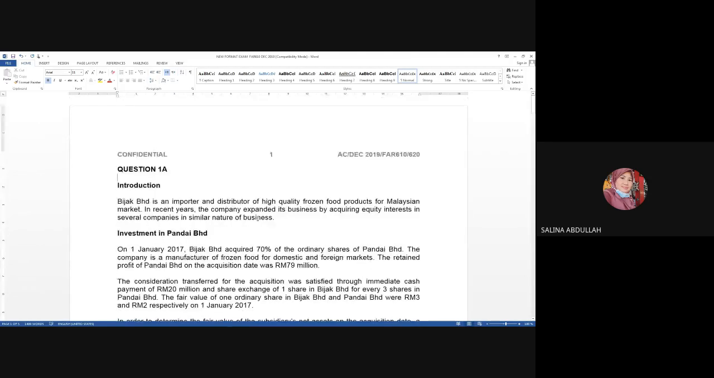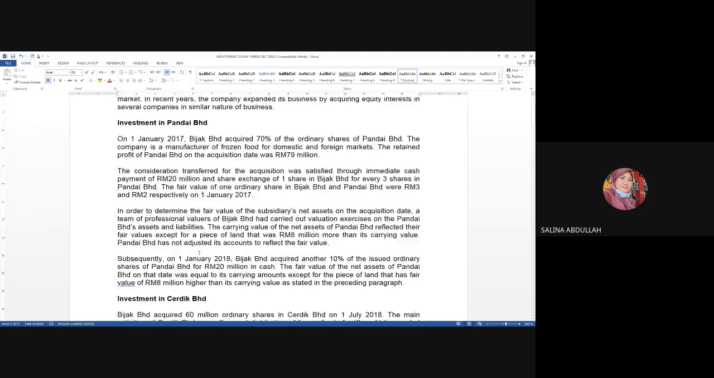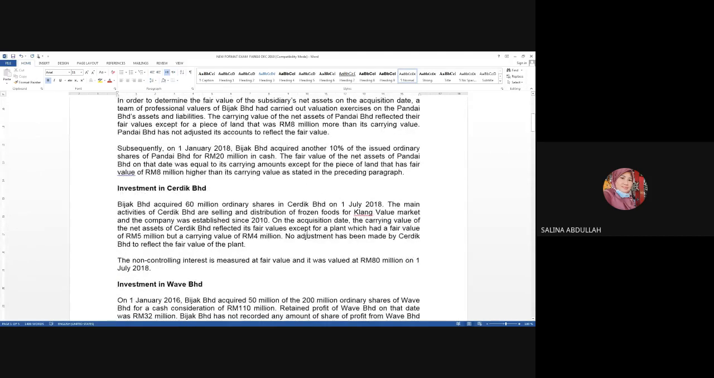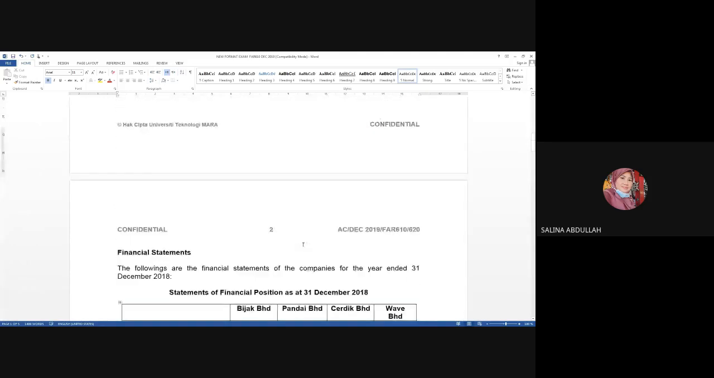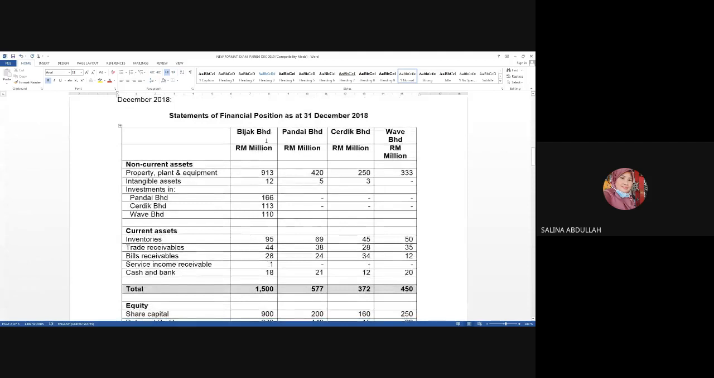It is divided into a few parts. The first part is the introduction. This is the explanation, the story behind the question, in the first page. And after that, we have financial statements. We have SOFP, statement of financial position.